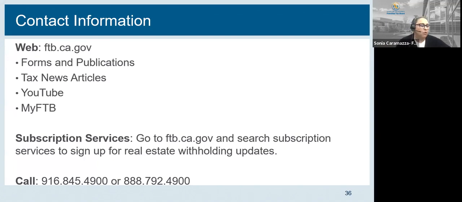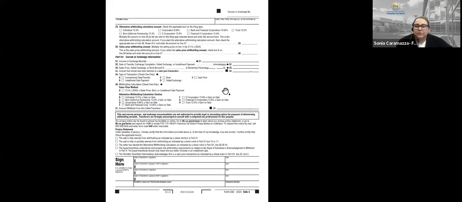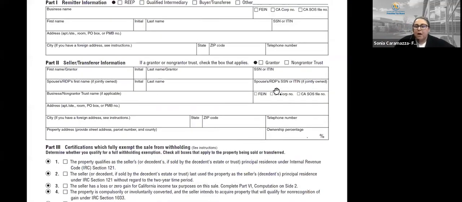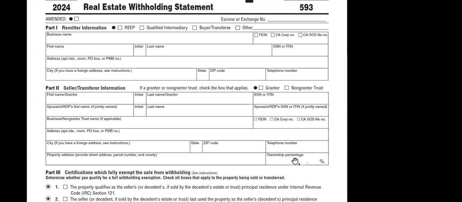Simon, can you please bring up the form? Or I have it up too, if you're not able to. Let me see if I can share it. Okay, so if you go ahead and go to the first page, flip for me, please. There's a spot for ownership percentage. You see that right there. So say Simon, Chanel, and I all own equal parts of a property. We're each going to have our own separate 593 form, and we're each going to identify our ownership percentage on that bottom right-hand corner of Part 2 of the form. Good question.